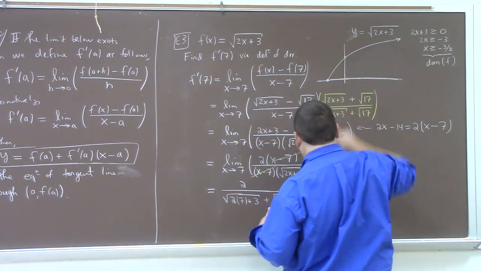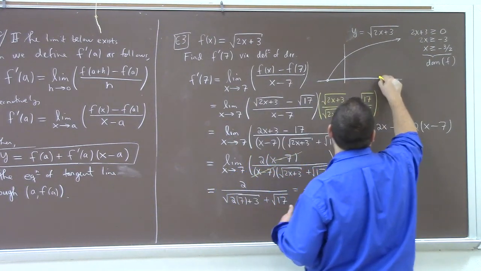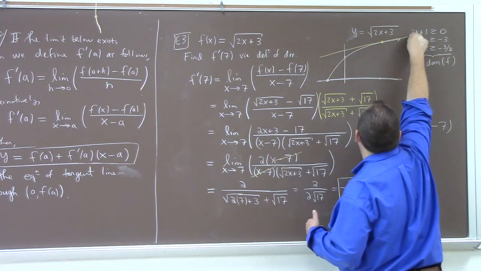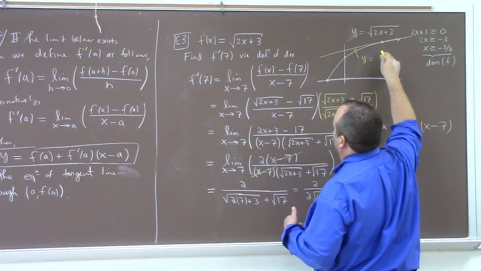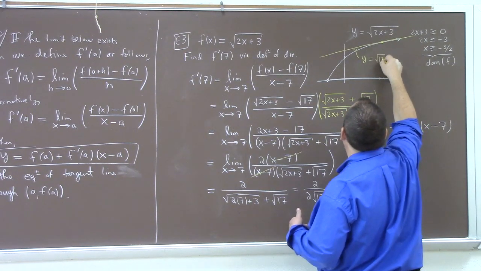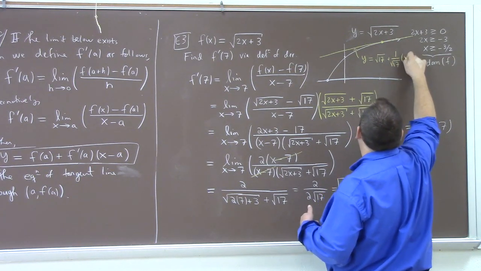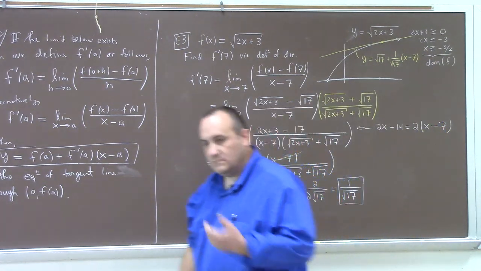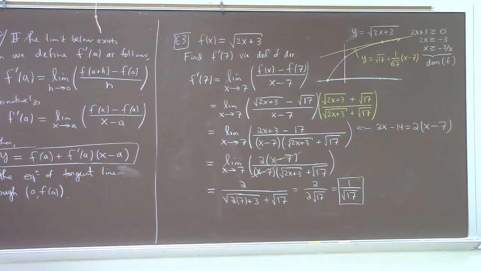This is the graph. And then what we found is the slope at 7, here-ish. This is the tangent line, right? So what's the equation of that tangent line? y equals f of 7, which is what? Square root of 17. Slope is 1 over the square root of 17, times x minus 7. So there you go. There's the equation of the tangent line to y equals the square root of 2x plus 3 at 7. Okay.